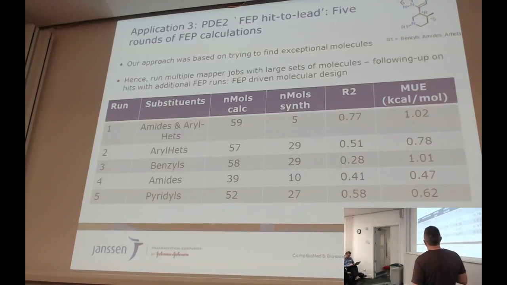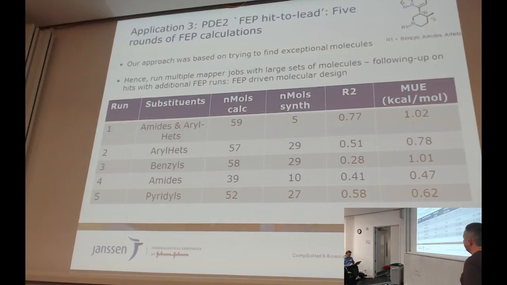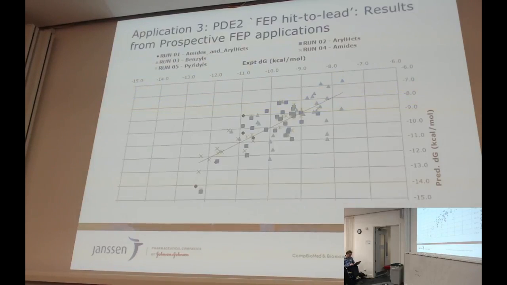In the first set, we had amides and what I call heteroaromatics. That's the type of substitution you can get on this nitrogen. But as we found more actives and we focused in every month, the sets became smaller, and that's why the MUE gets better as well, because we're getting more narrow in our chemical diversity and closer to active space.